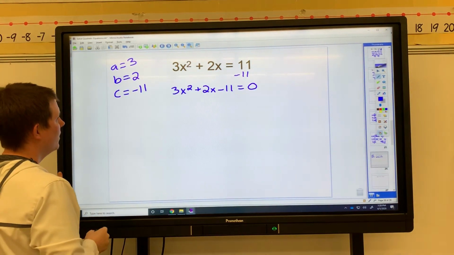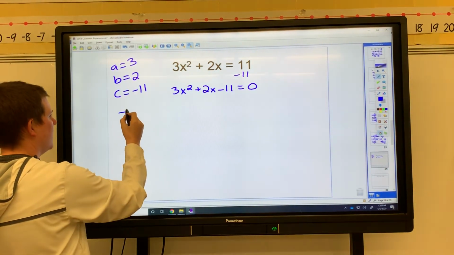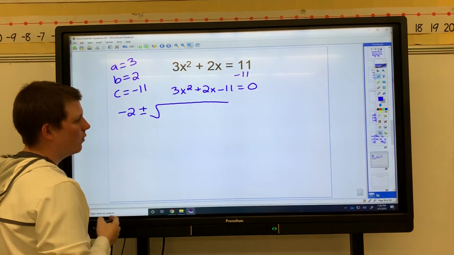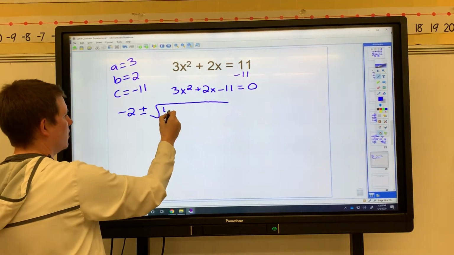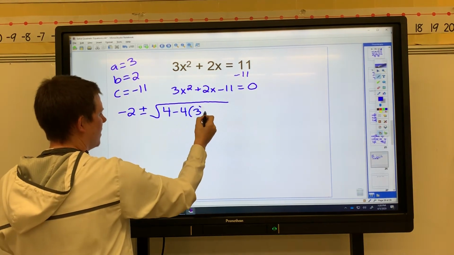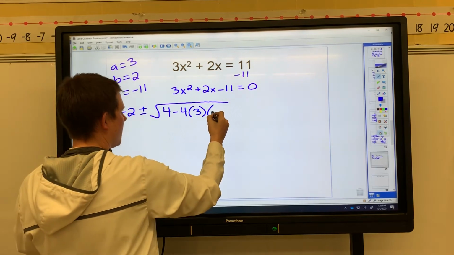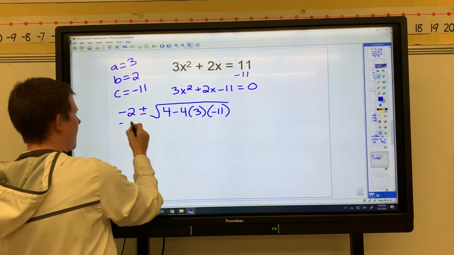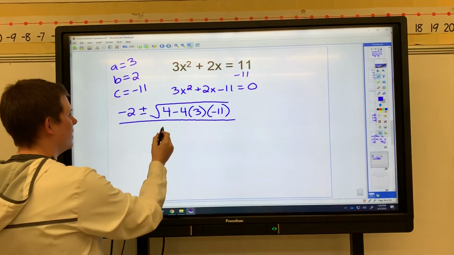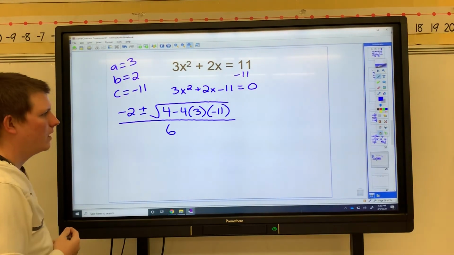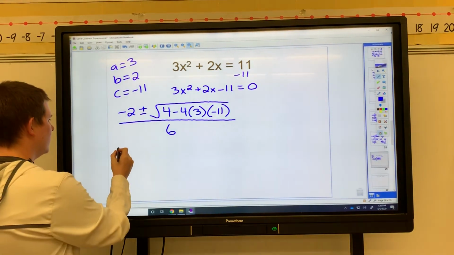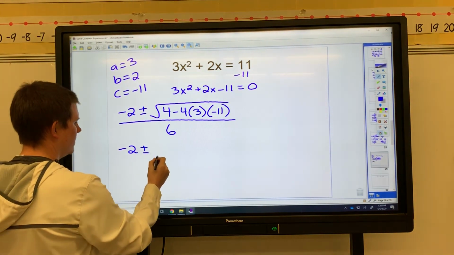So remember our formula, negative b is 2, so negative 2, plus or minus, b squared, b is 2, so 4, minus 4, times a, times c, all over 2 times a. Since a is 3, 2 times 3 is 6. Okay? Follow your formula, plug it into the right spot. We're going to keep everything the same.